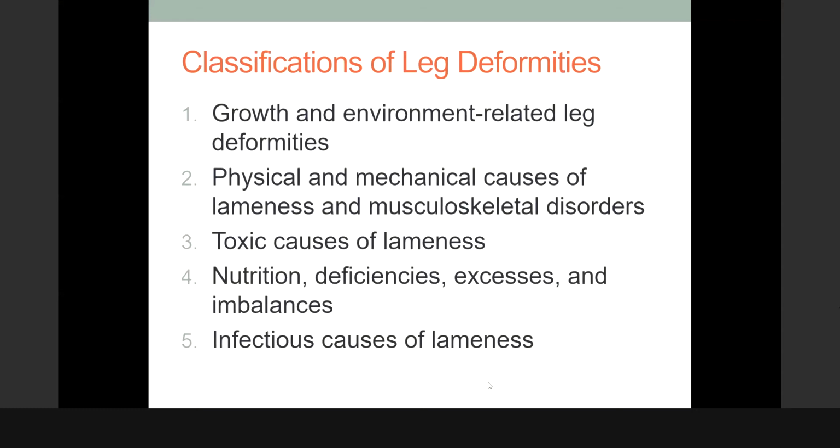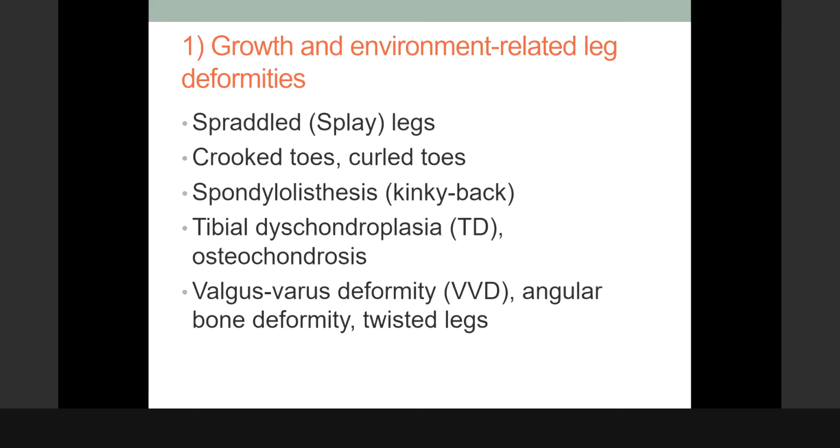Okay. When it comes to leg deformities or musculoskeletal problems, we can classify them into different causes. Number one is growth and environment related leg deformities. The second one is physical or mechanical causes of lameness and musculoskeletal disorders. Third is toxic causes of lameness. Number 4, nutritional problems. And number 5, infectious causes of lameness. Okay, let's go through number 1, growth and environment related leg deformities. We have some diseases, and we'll go through them one by one.